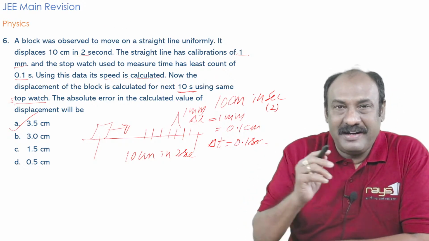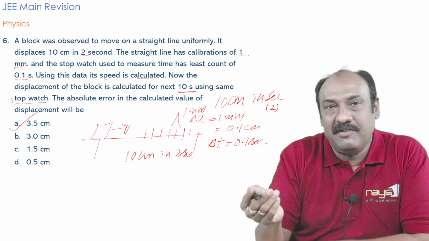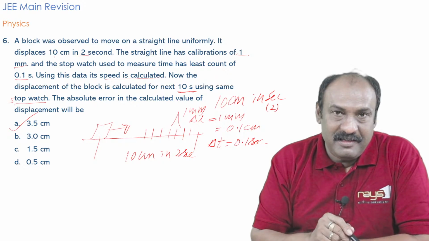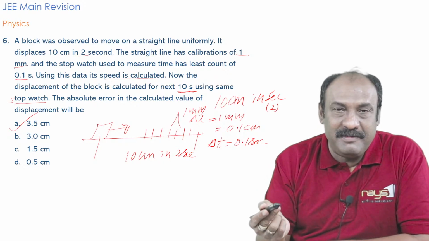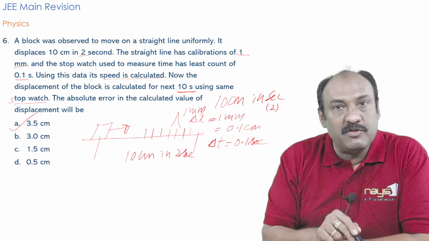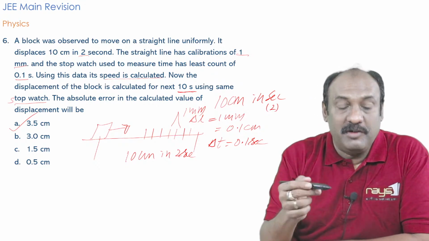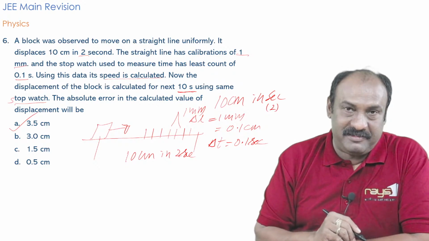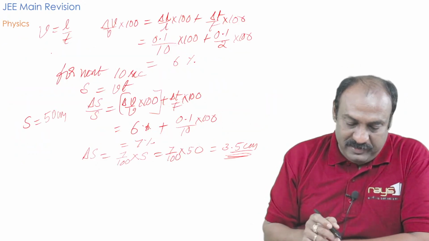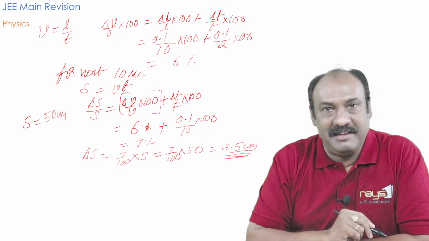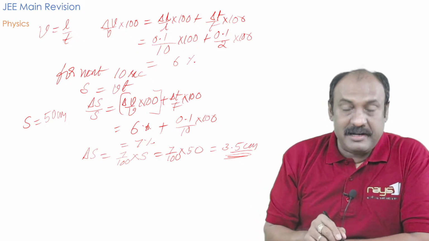Later, for the next 10 seconds, the distance covered: for the first 2 seconds it covers 10 centimeter distance, then for the next 10 seconds it means 5 times. So, the distance becomes 5 times because it moves uniformly on a straight line. So, the distance covered by it is 50 centimeters. But I am going to calculate the error in the measurement of distance by using the data. So, error is velocity into time.